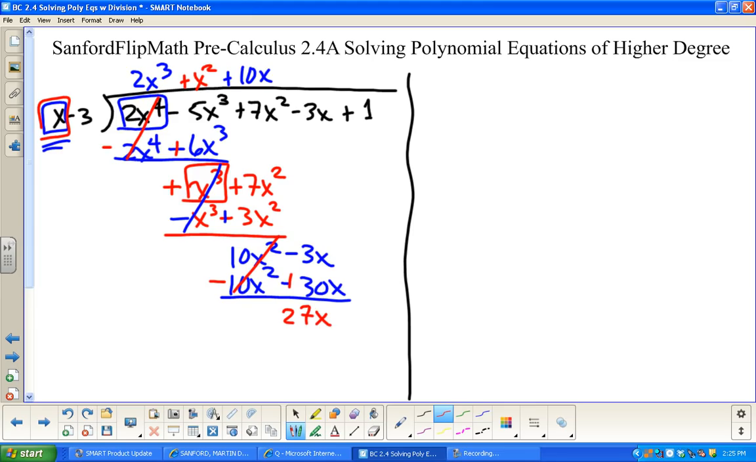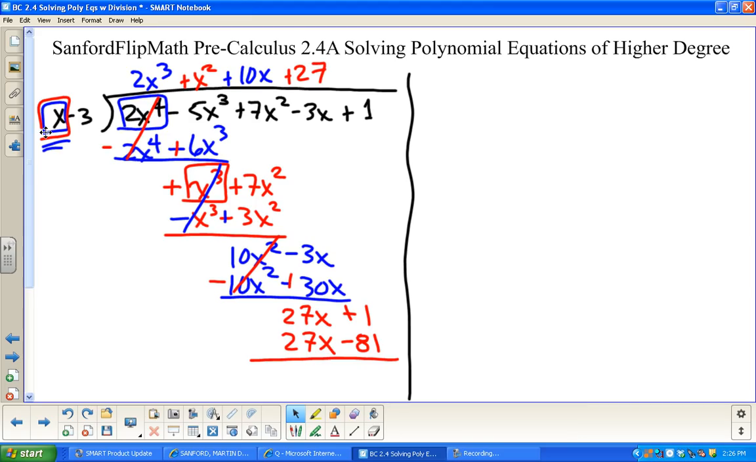So 27x, nice big numbers coming on now, huh? Plus 1. All right, so we're almost there. x times 27x, or x times what is 27x? So plus 27x, 27 times 3, minus 81. Okay, and again, remember this was an x minus 3. And then we need to add the opposite, so 82.